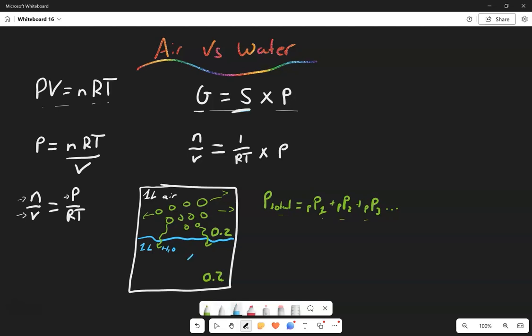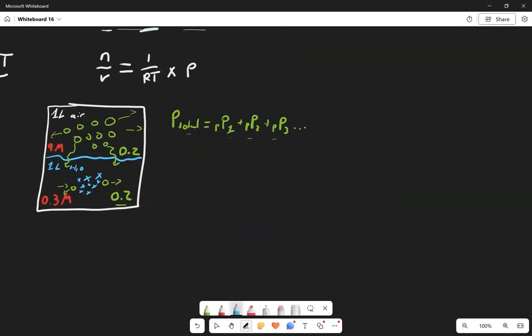But remember, these water molecules are going to push that oxygen to the outside. So even though the pressure is 0.2, the overall concentration is not the same. Let's say, and I'm just making these numbers up, that the concentration in the air is 9 molar, whereas the concentration in the water is 0.3 molar.